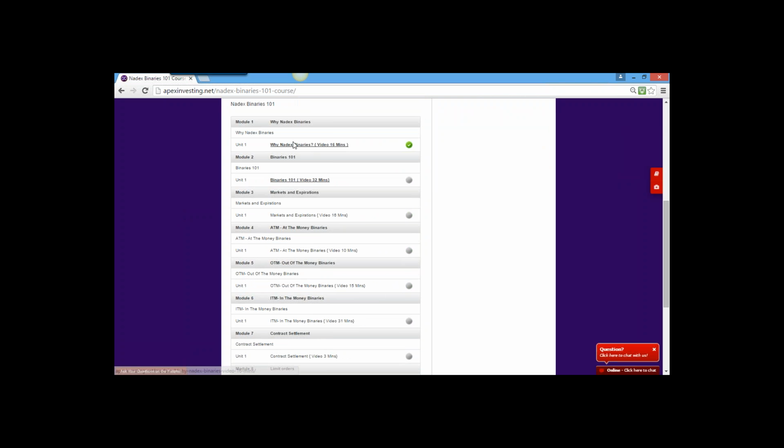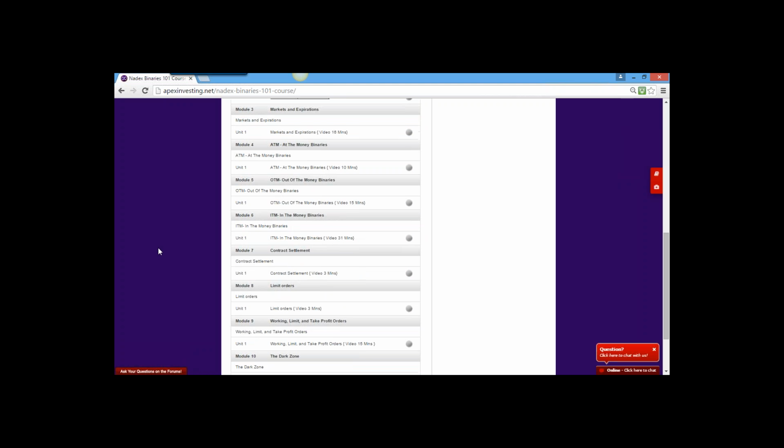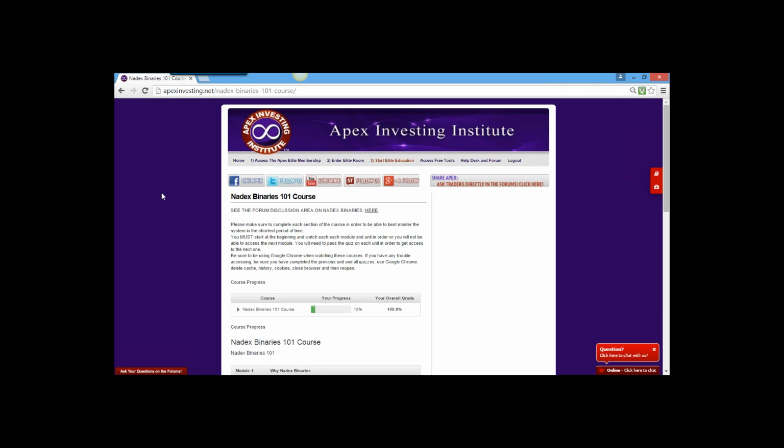Why Nadex binaries? Why are they different from other binary companies? Binaries 101. What is a binary? How does it work? What are the different markets and expirations you can trade with Nadex? And in this one we're going to cover what's at the money, out of the money, and in the money binaries. How do the contracts settle? How do I place orders? How do I place take profit orders? Everything you would need to know. Once you watch this course here, you will know what you need to know about Nadex binaries, forwards and backwards.